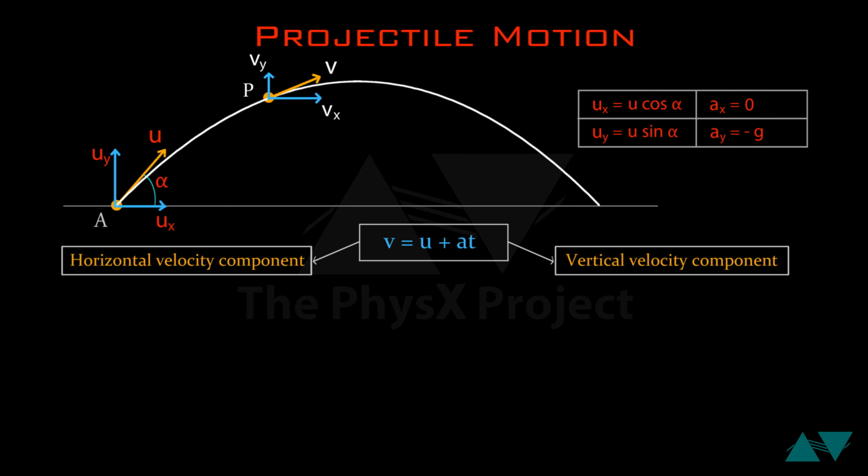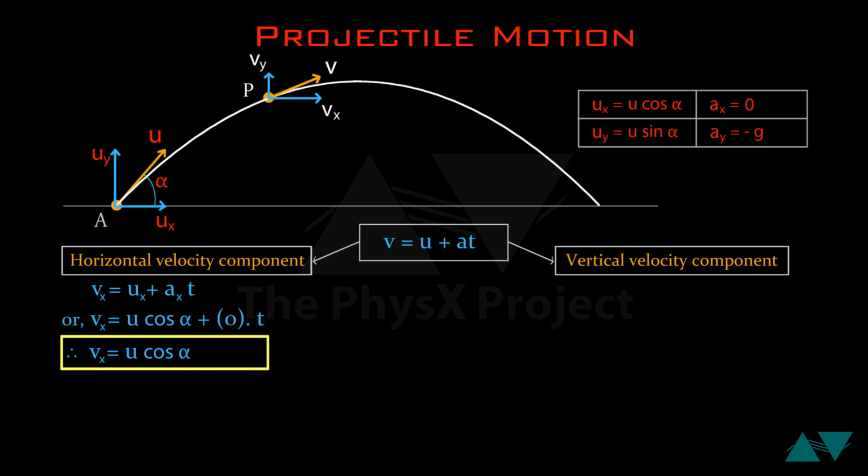For the horizontal version, we will use Vx for v, ux for u, ax for a. From the table, we know that ux equals u cos alpha and ax equals 0. So we get Vx equals u cos alpha.